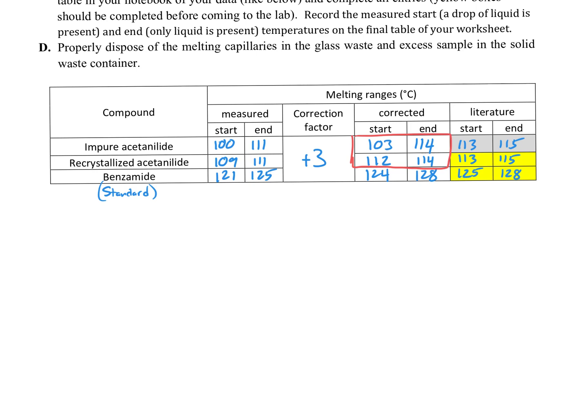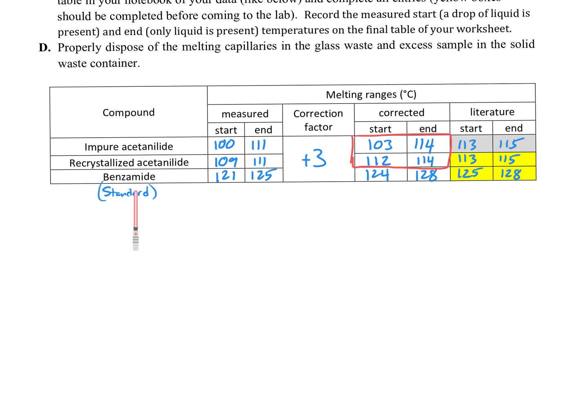We're going to say the corrected melting range of my recrystallized acetoanilide was 112 to 114, and then we'll compare that to what we expect from the literature range, and you can see that I'm just 1 degree off. So this is very close to pure acetoanilide. I think in this case, we did a good job of purifying the acetoanilide, and I have no complaints about this 112 to 114 range.